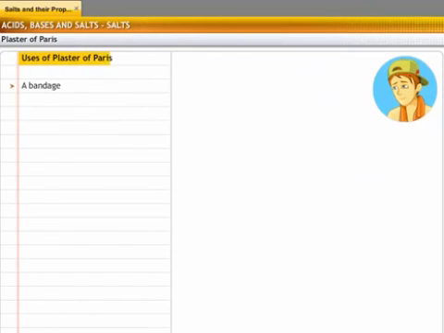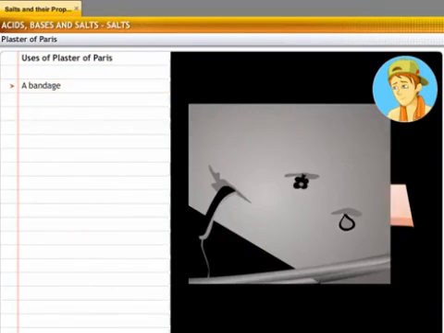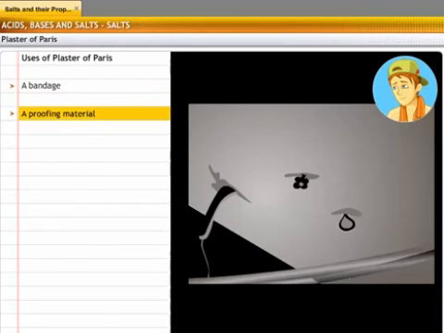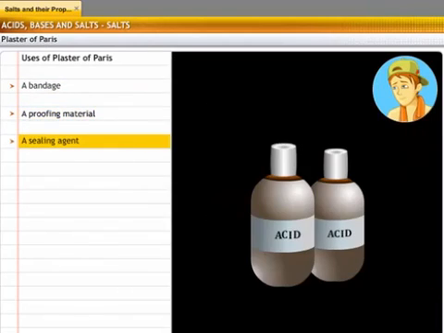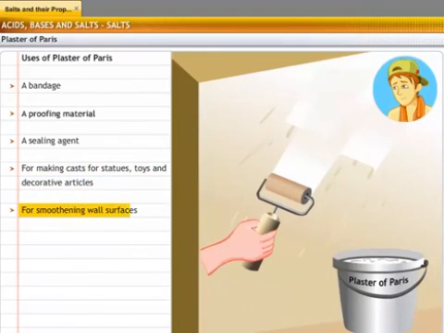Some of the uses of plaster of Paris are: for setting fractures, since it hardens when mixed with water and sets in a short time; as a fire and waterproofing material; as a sealing agent in the laboratory for sealing air gaps in apparatus where airtight arrangement is required; for making casts for statues, toys, and decorative articles; for smoothing wall surfaces.